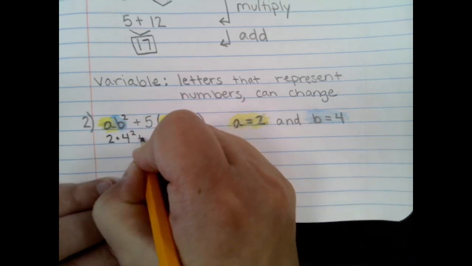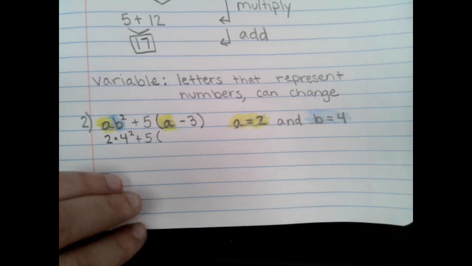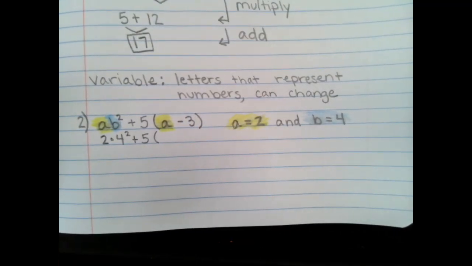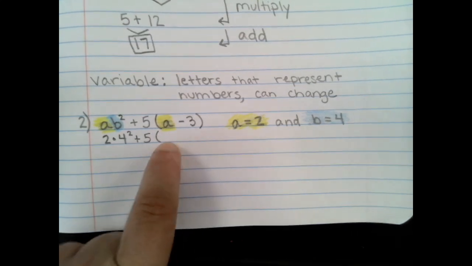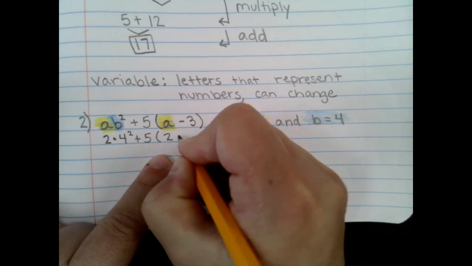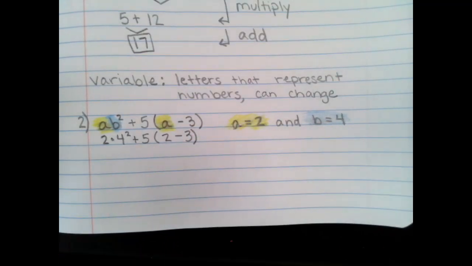And then I'm going to copy everything else the way it is. 5, parenthesis. The only thing I'm changing, or that's varying, is our variables. A gets switched to 2 minus 3. All right, again, if you want to work ahead, you can. If you're feeling like you got this, go for it. Double check at the end that you have the same answer.